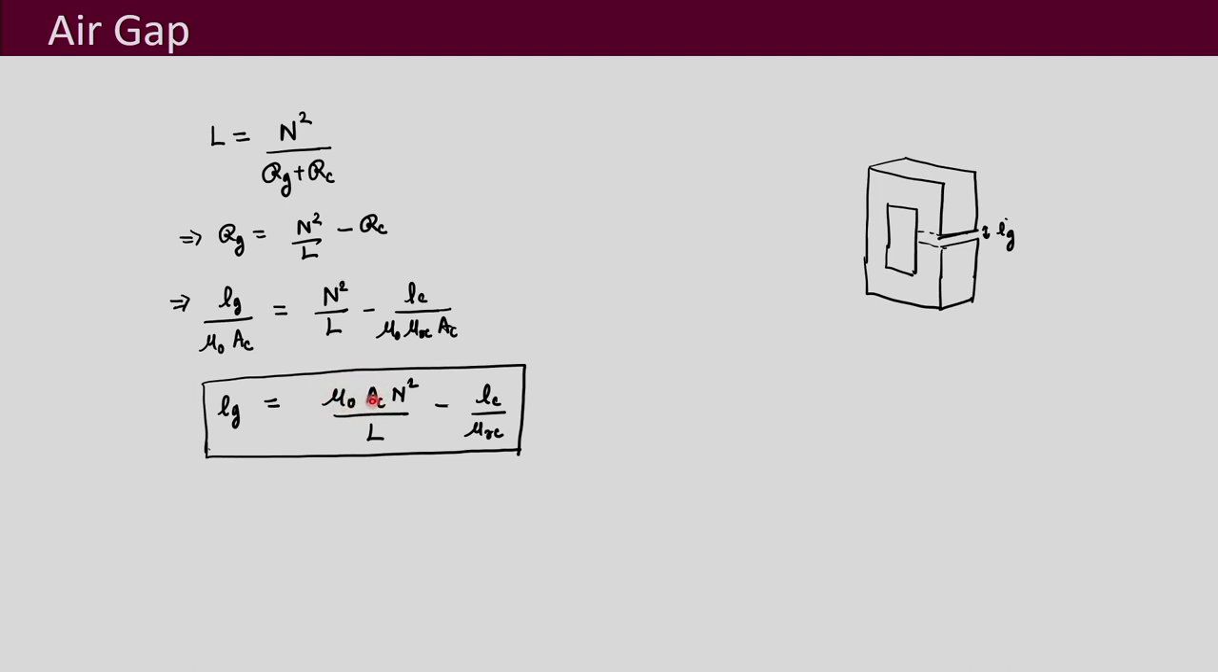AC value, the cross sectional area of the core, you have chosen the core, so you will be getting it from the data sheet of the manufacturer. N value, number of turns, we have already calculated. L is something you are designing for, so you know the value of L. LC is the magnetic path length. So that also, once you have chosen the core, you know the magnetic path length. And mu RC is the permeability of the core that you have selected, and that also is a value that you will be obtaining in the data sheet of the core. So using all these values, then you can find out the air gap length that is required for your inductor.